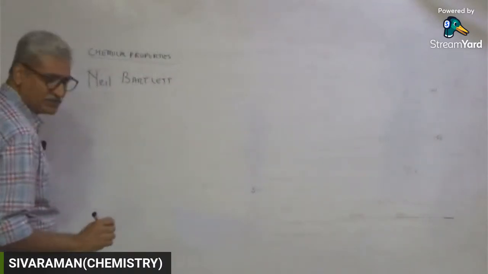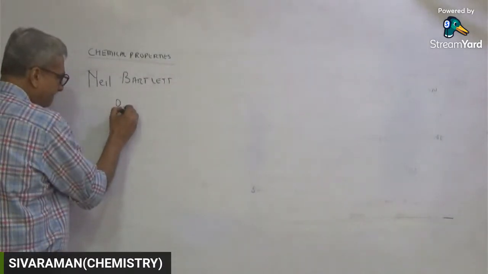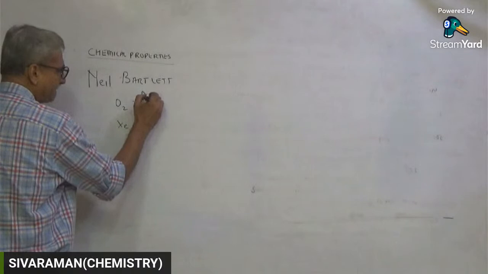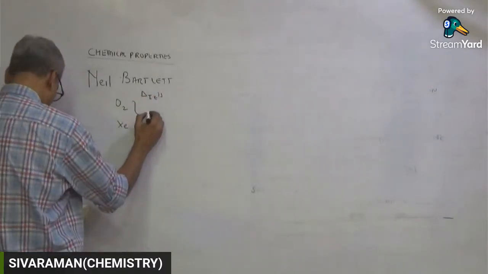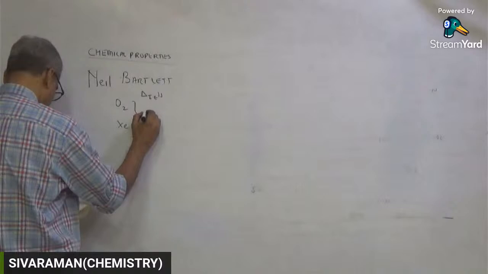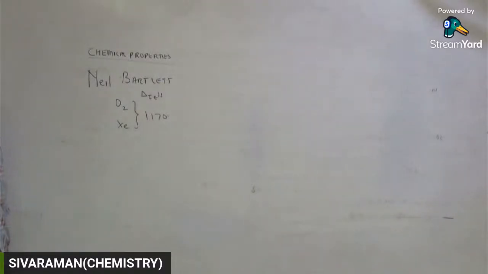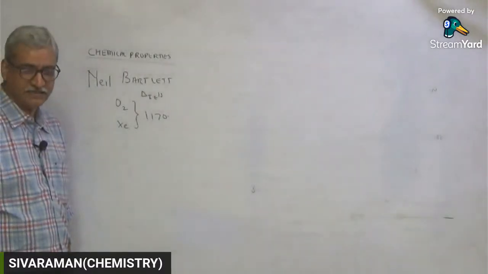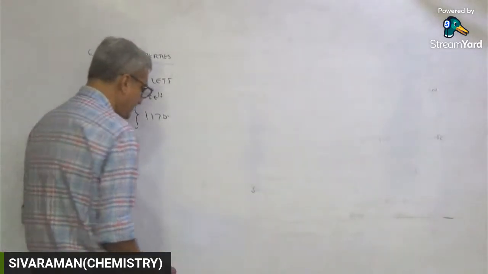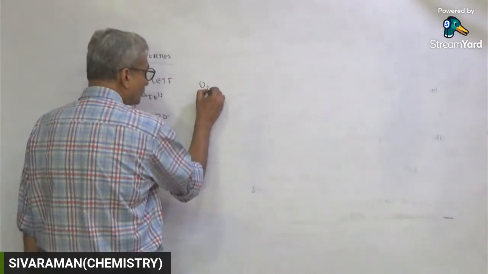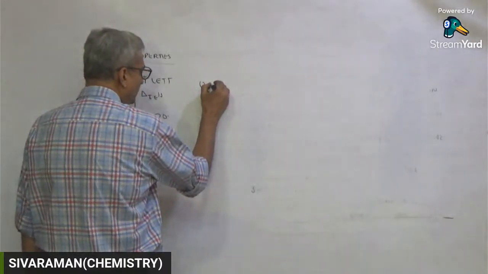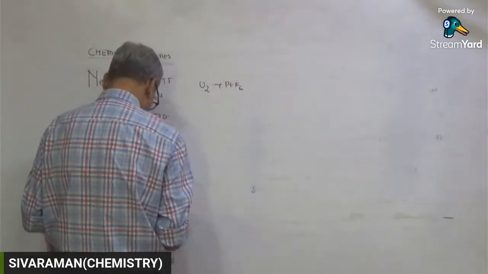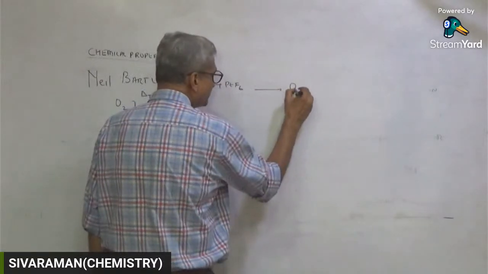Now what he realized was oxygen and xenon had nearly the same ionization enthalpy, around the value of 1170. So oxygen and xenon seem to have nearly the same ionization enthalpy. And he succeeded in a reaction. He took O2 and heated it with platinum hexafluoride, PtF6, and a reaction took place.